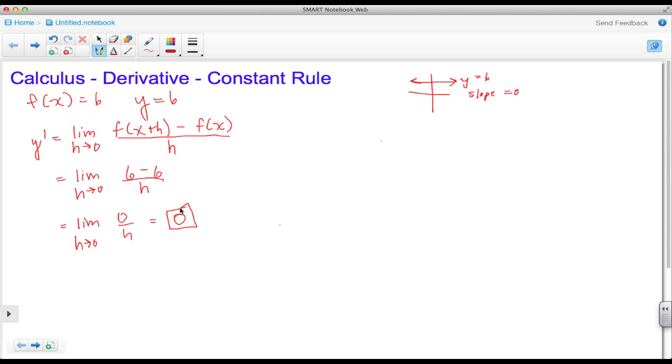So the key to take from here is that any constant, whether you have y equals 10 or y equals 3.14, when I look to find a derivative of that, the derivative of any constant comes out to be 0.